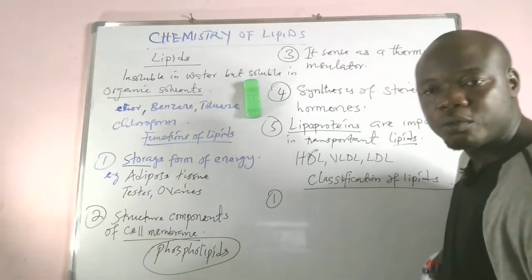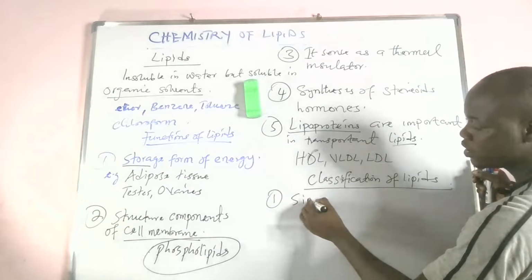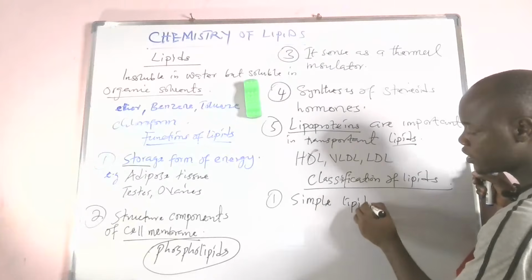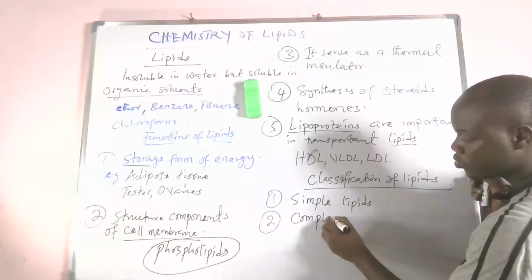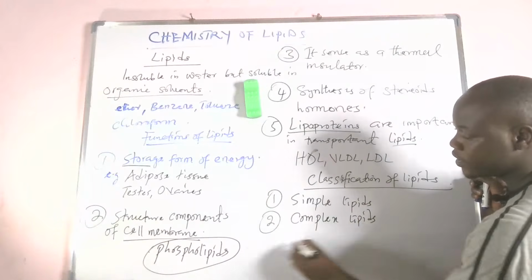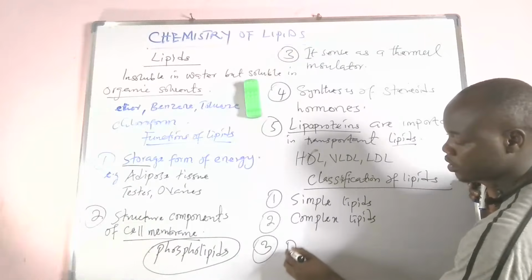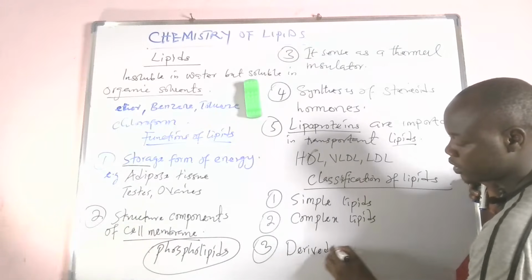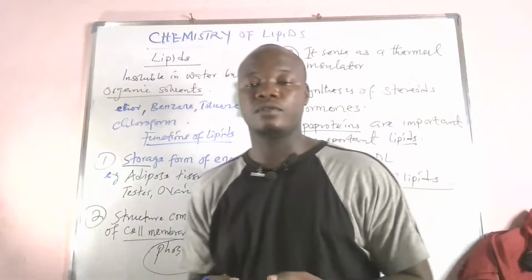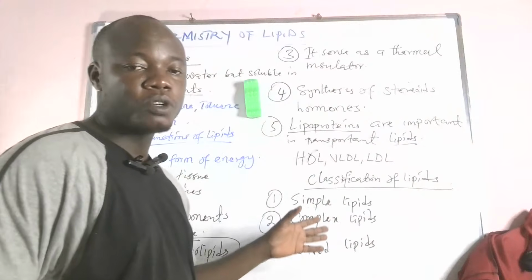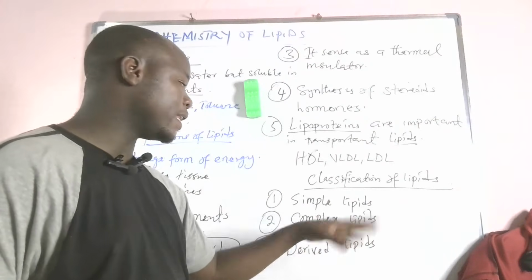So what are the classifications of lipids? We have simple lipids, number two, we have complex lipids, and then number three, we have derived lipids. So these are the different types of lipids that we have: simple lipids, complex lipids, and derived lipids.